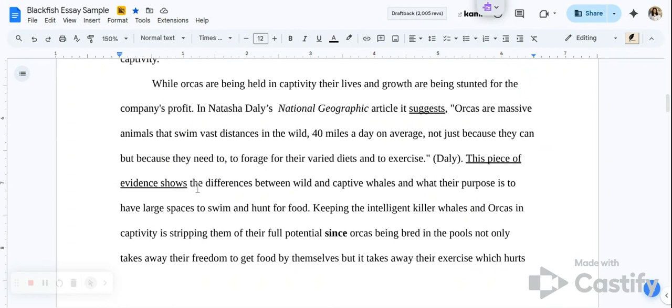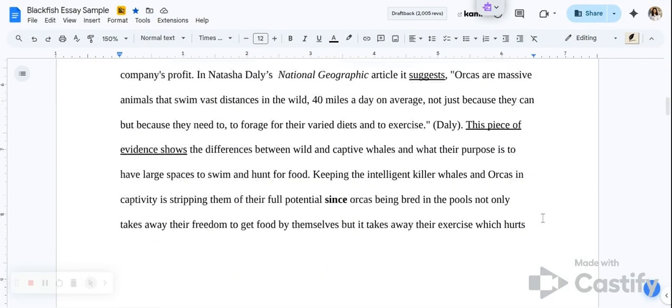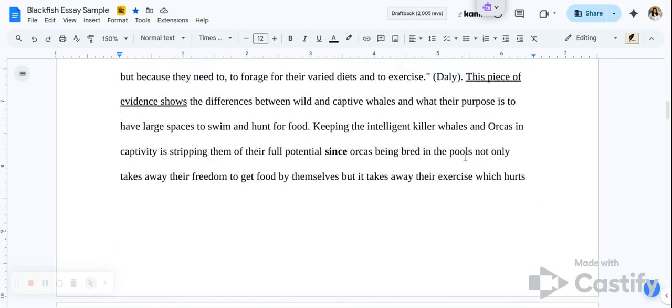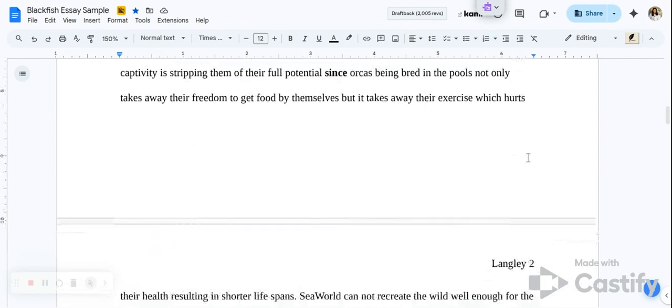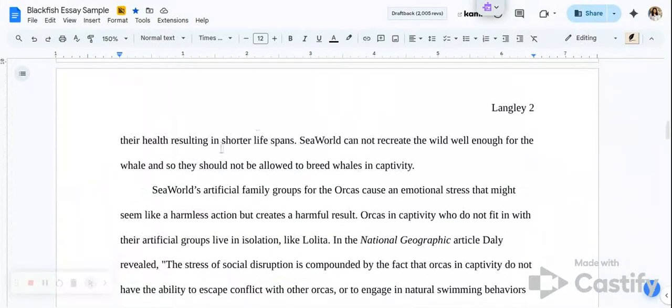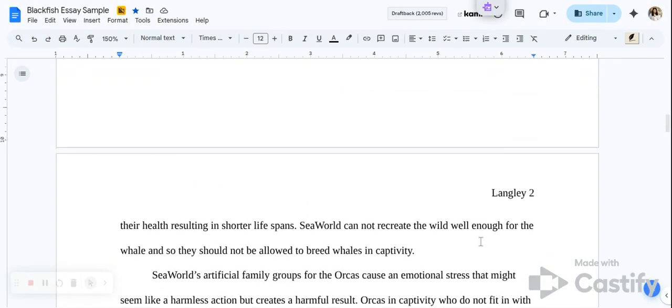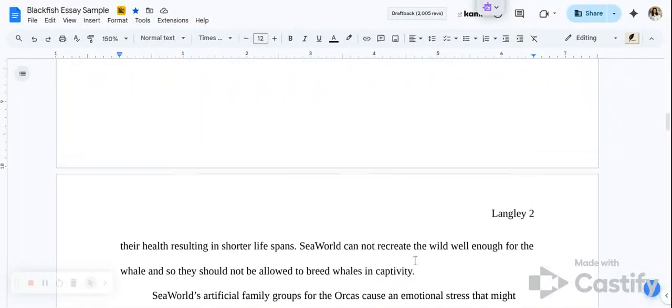And then you go into your lines of explanation, the difference between wild and captive whales and what their purpose is to have large spaces to swim and hunt for food. Keeping the intelligent killer whales and orcas in captivity is stripping them of their full potential, since orcas, being bred in the pools, not only takes away their freedom to get food by themselves, but it takes away their exercise, which hurts their health, resulting in shorter lifespans. SeaWorld cannot recreate the wild well enough for the whale, so they should not be allowed to breed whales in captivity. All right, so that last sentence connected back to the thesis.